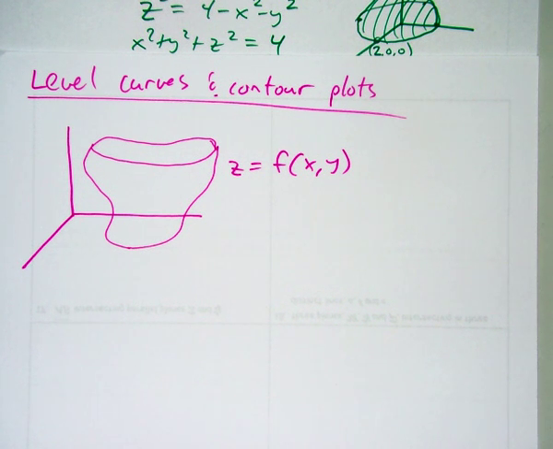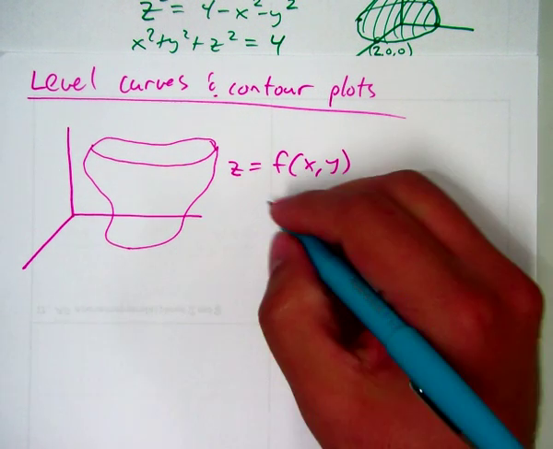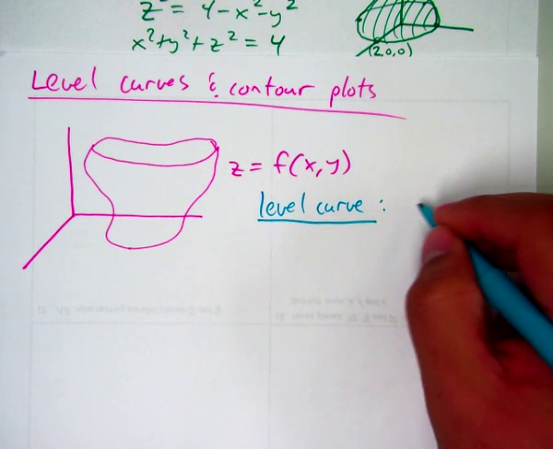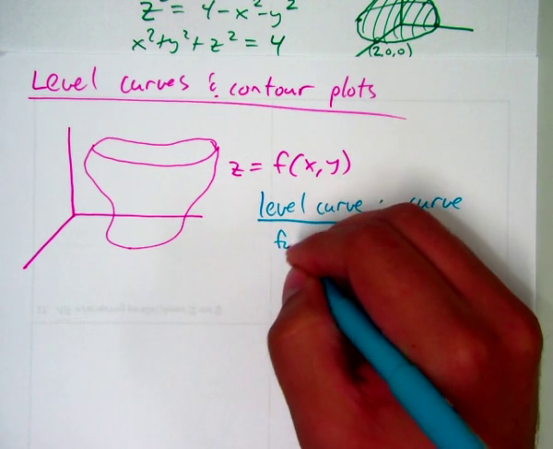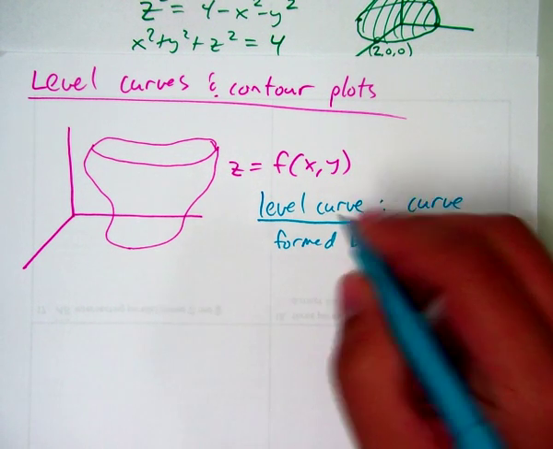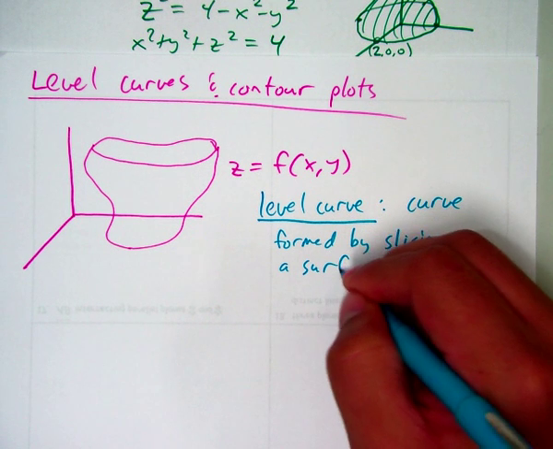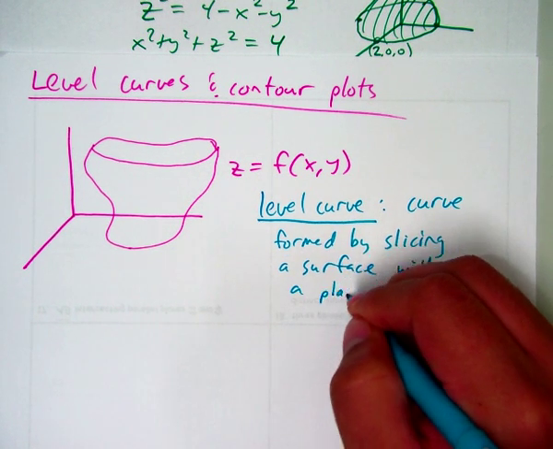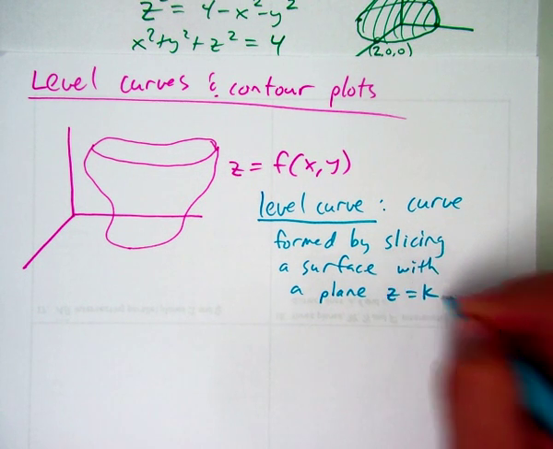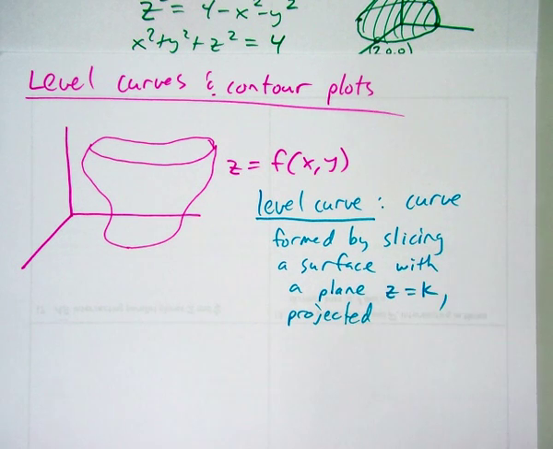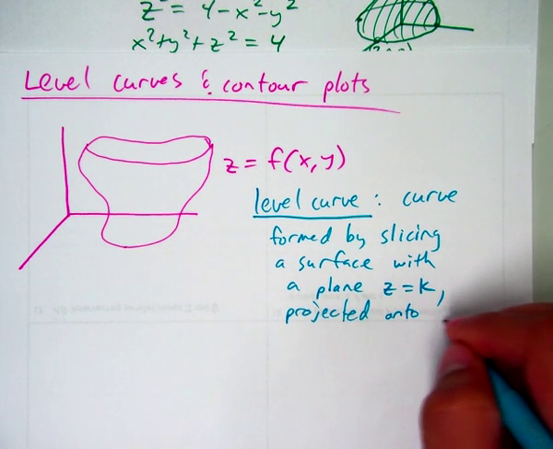Here's the definition for a level curve. A level curve is the curve formed by slicing a surface with a plane z equals k, projected, don't worry, it's not a vector projection, onto the xy plane.